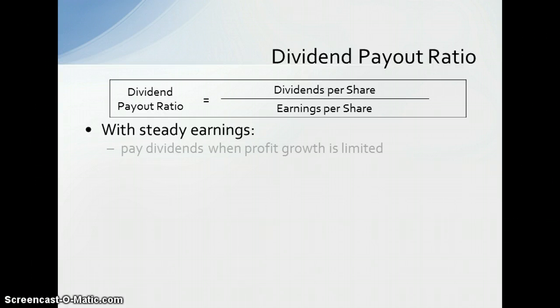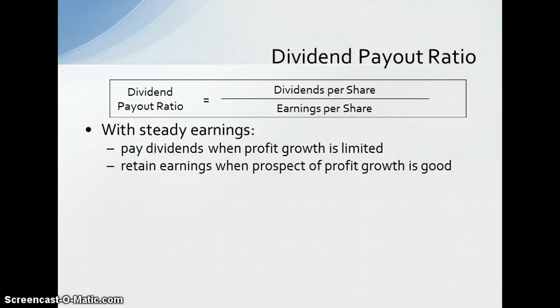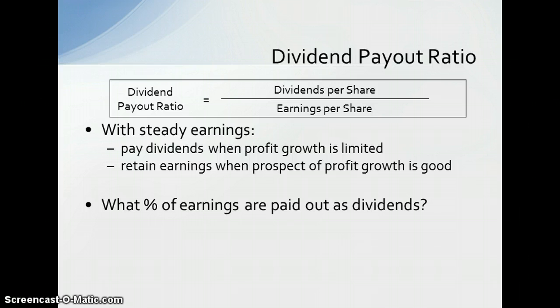So we're looking for a company that has steady earnings. And if they have steady earnings, they should be able to pay out dividends when their profit growth is limited. So is retained earnings when the prospect of profit growth is good. So when profit growth is limited, we're going to pay out the dividends.